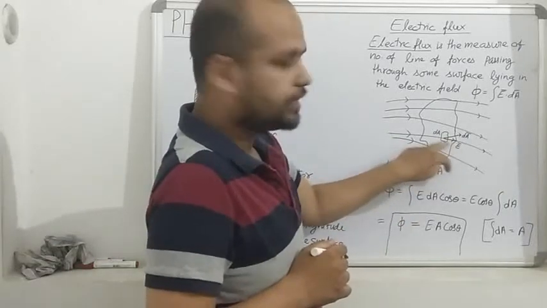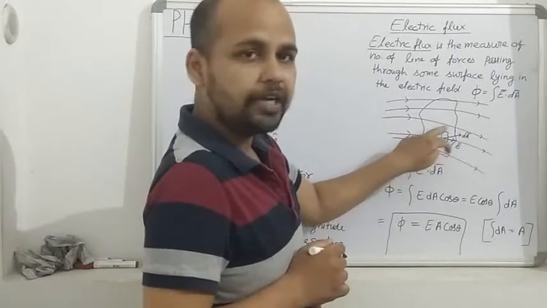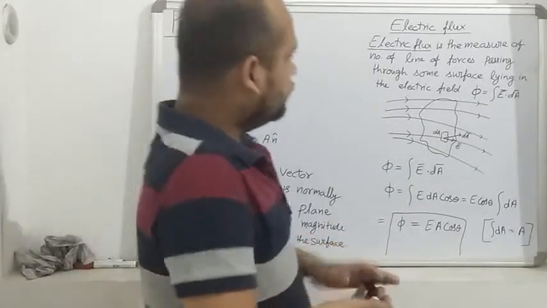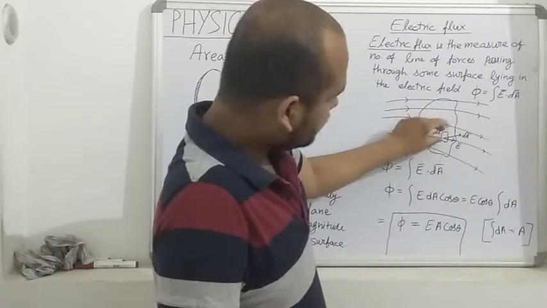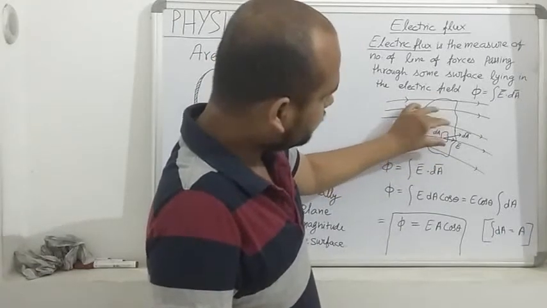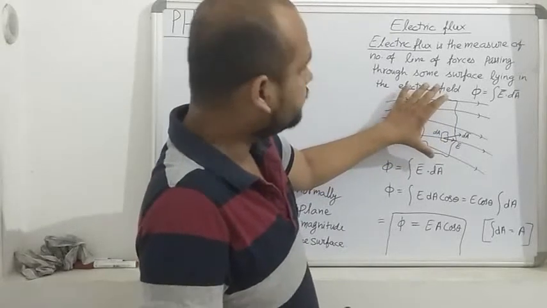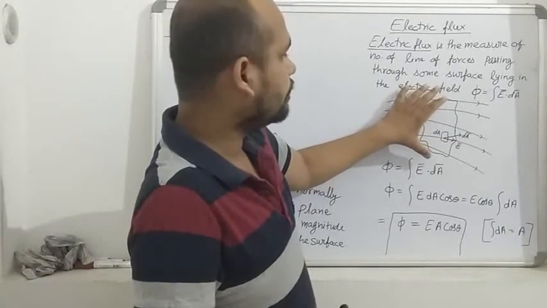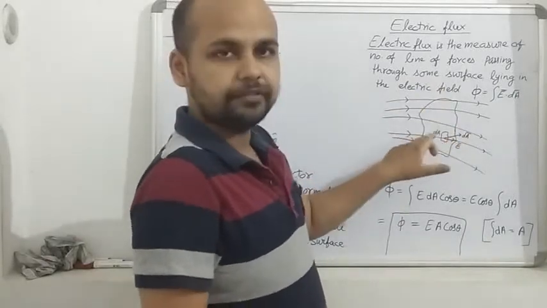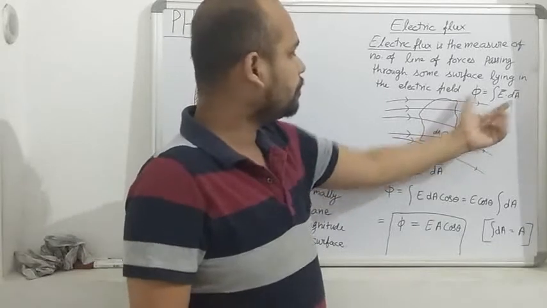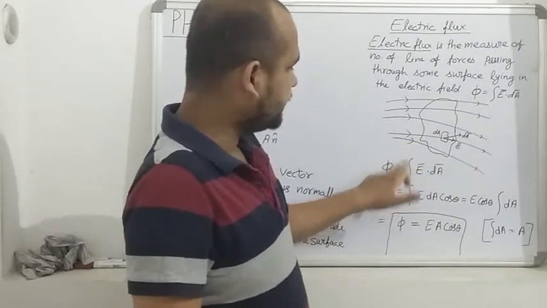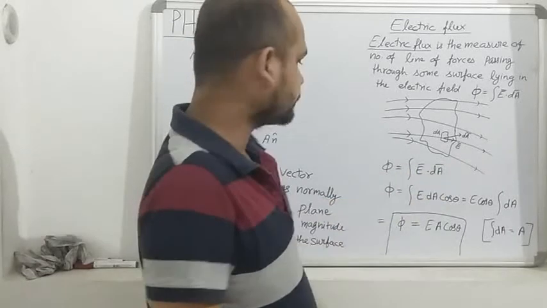And this is your electric field which is passing through this small element. So we will integrate the electric lines of force passing through this small element, and when we keep on integrating, finally we will get the total number of electric lines of force passing through this whole surface. So from here only we have got this expression: phi will be equal to what? Integral E dot dA.